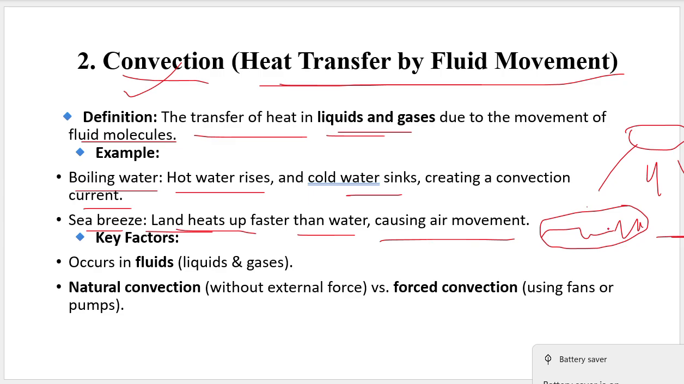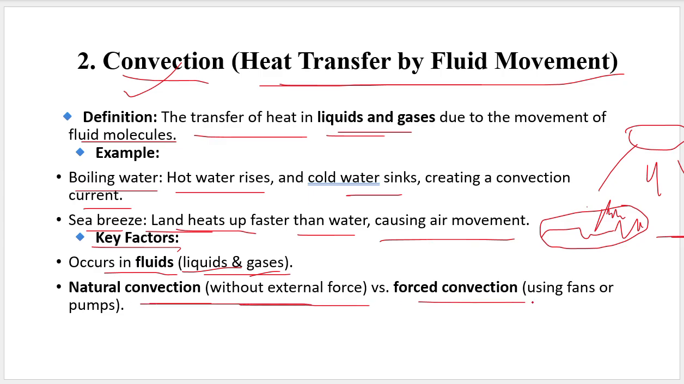Okay, so this is because of movement of fluid molecules, and because the land heats up faster, air movement will be caused. Then key factors: convection occurs only in liquids and gases. Natural convection also happens without external force, they naturally happen. And forced convection uses fans and pumps.